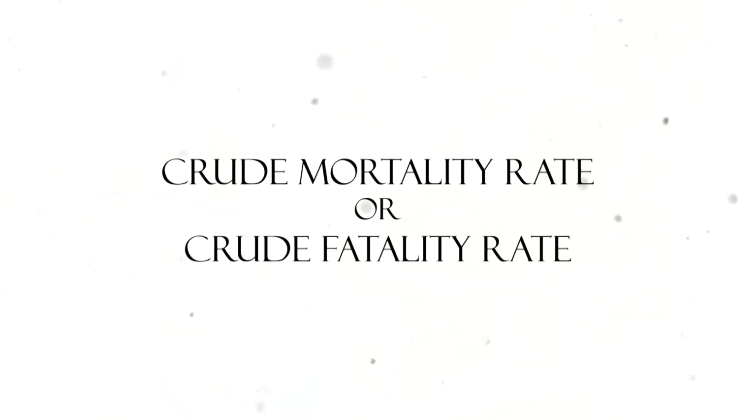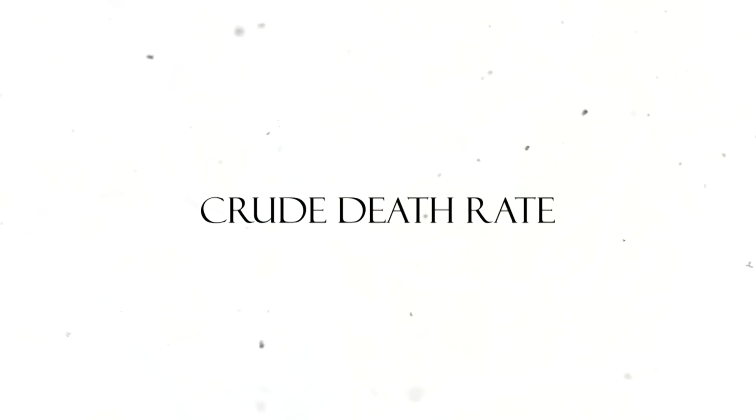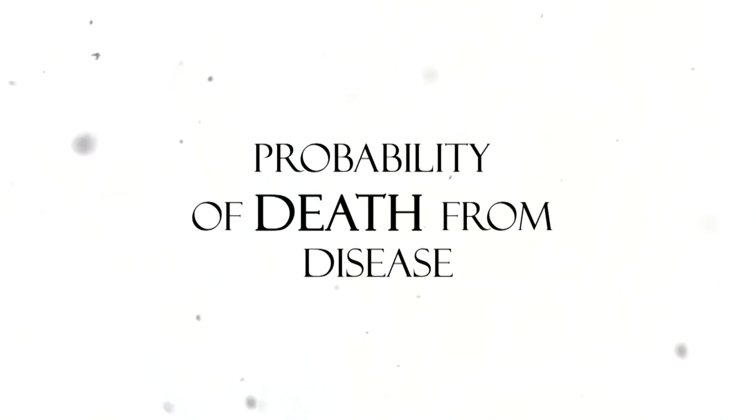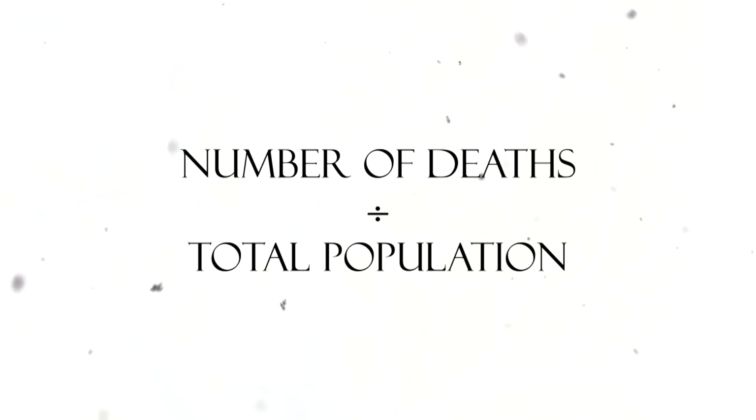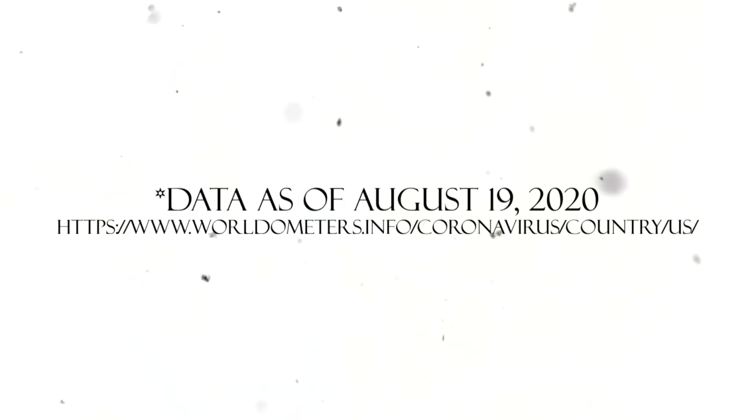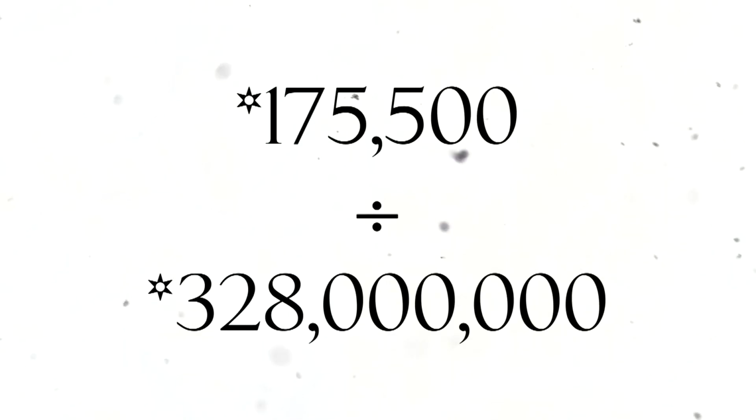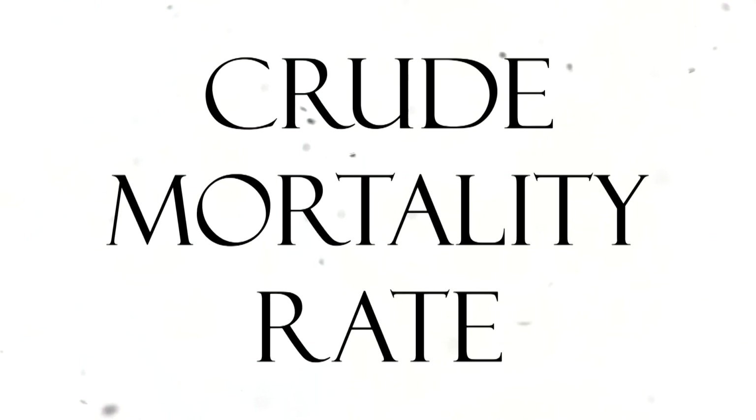The crude mortality rate, or crude fatality rate, also called the crude death rate, measures the probability that any individual in the population will die from the disease, not just those who are infected or confirmed as being infected. It's calculated by dividing the number of deaths from the disease by the total population, and then multiplying that by 100. For this example, we'll take the U.S. population and the U.S. deaths. Again, the deaths as mentioned in the previous example are 175,500. You divide that by the 328 million people in the United States, multiply it by 100, and you end up with a 0.05 crude mortality rate.